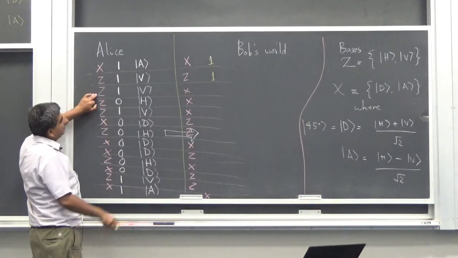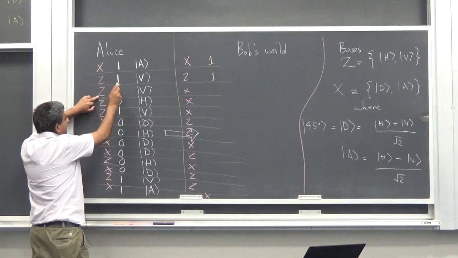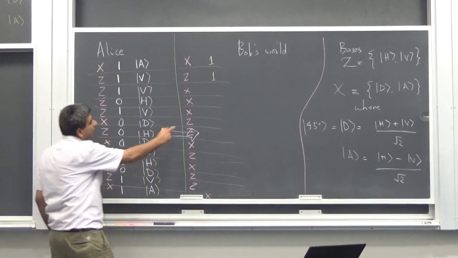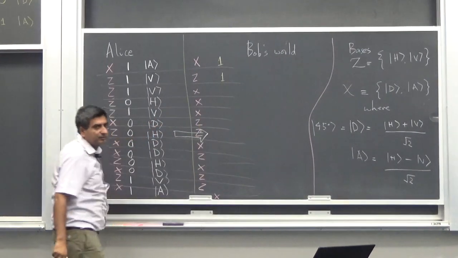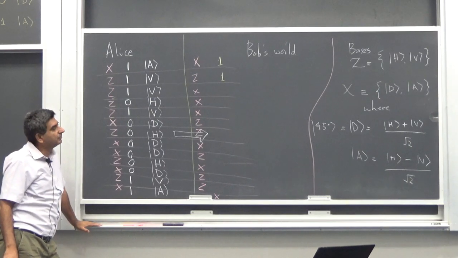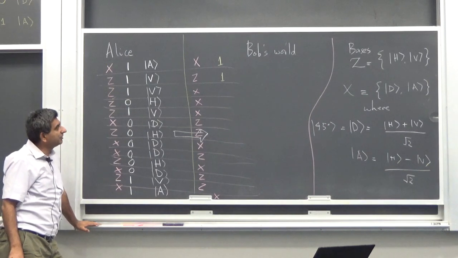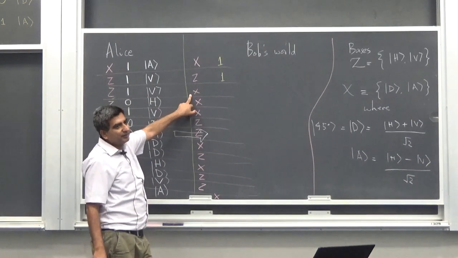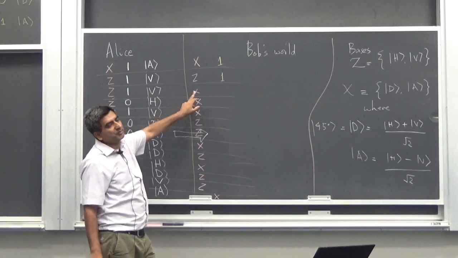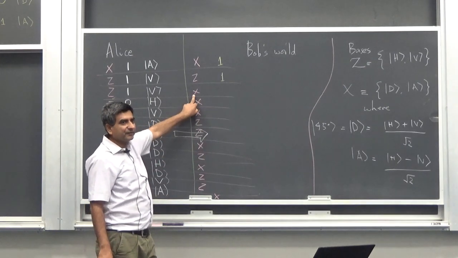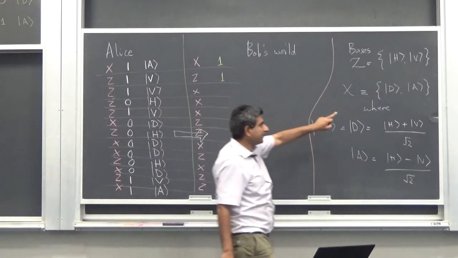That's the measurement postulate of quantum mechanics. Now in this case, the basis of preparation and the basis of measurement are different. So what is the outcome here? 0? Superposition. So this is ket V. This is a measurement operator, sigma x. What are the possible outcomes? You need to find the eigenvectors of x. The eigenvectors of x are ket D and ket A.